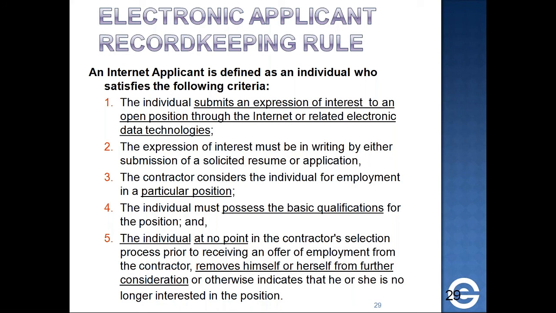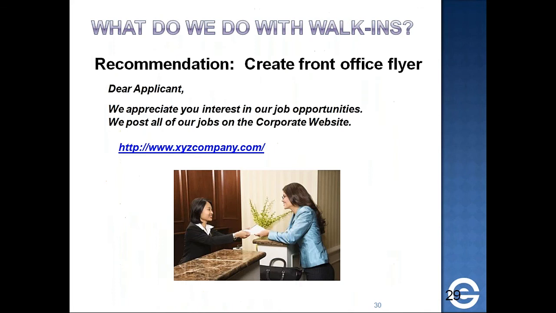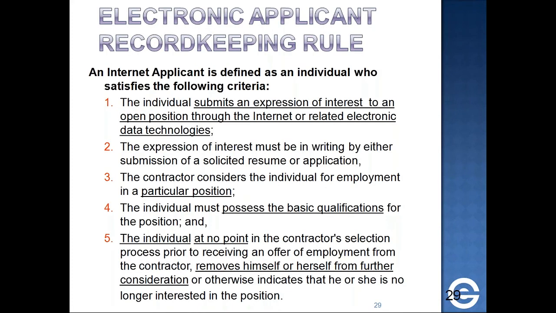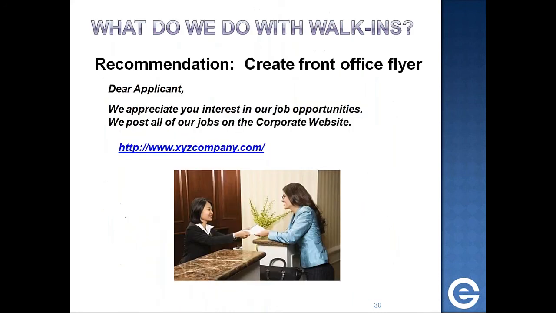Number four, the individual must possess the basic qualifications for the position. Number five, the individual at no point in the contractor's selection process prior to receiving an offer of employment from the contractor removes him or herself from further consideration. That means if you call them and they say, oh, I already got another job, or, it's too far to drive, or I'm not interested, then they are self-removing. So you need to note that in the disposition reason.